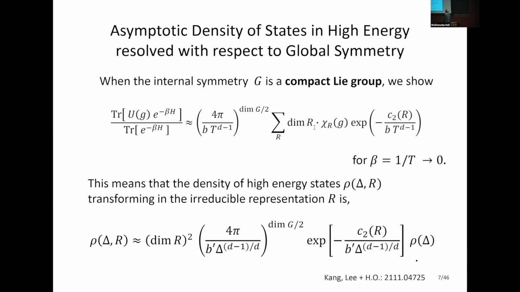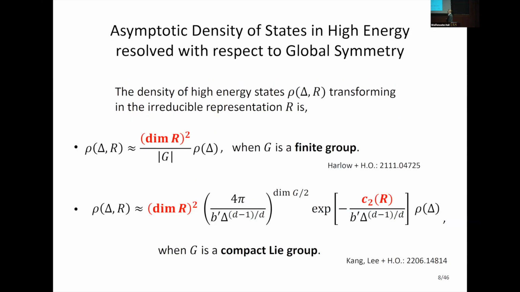Similarly, once you have this formula, you can do harmonic analysis on the group manifold. Namely, you can do a Fourier transformation on the group, and then you can do a Laplace transformation on the temperature, and you can turn this into a microcanonical formula, where the density of states in a particular representation is proportional to the density of states for all states, but with this factor. Okay, so let me summarize this on the next page.